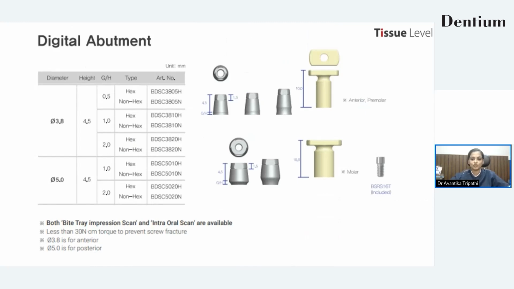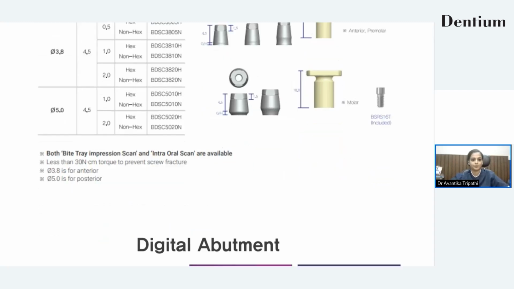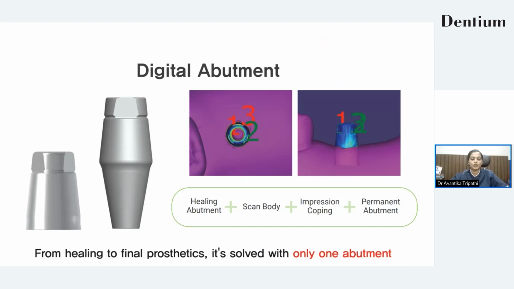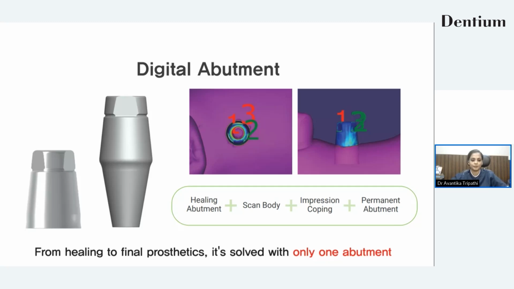This is the digital abutment, which can be used as a healing abutment, a scan abutment. It can also be used as an impression coping, and it can also be used as a final abutment. So it can serve all the functions. So this is the most commonly used and most regularly used abutment of Bright implant.